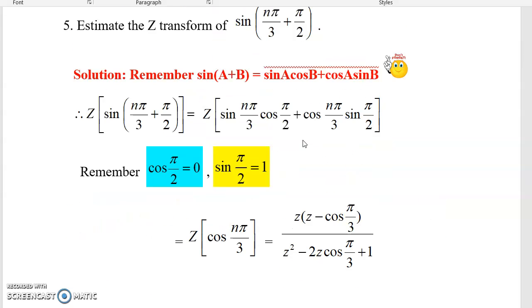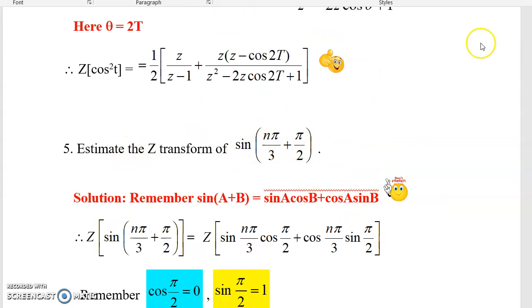So moving on to the last problem. Estimate the z transform of sine of n pi by 3 plus pi by 2. So when you have a term like this, first we should make use of sine a plus b, or sometimes you may have cosine of a minus b, like that. So accordingly you should make use of the basic trigonometric formula.